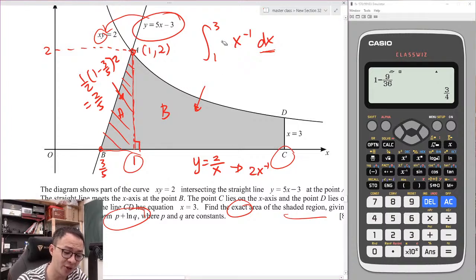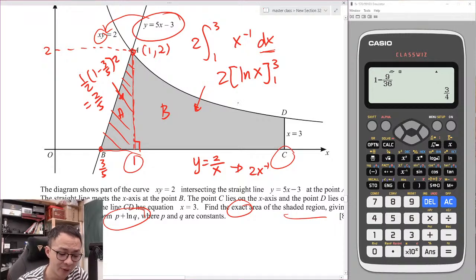Before I integrate, 2 is a constant number, so I will take it out. Basically, if I integrate x to the power of negative 1, it will give me ln x. So therefore, this is 2 ln x from 1 to 3.